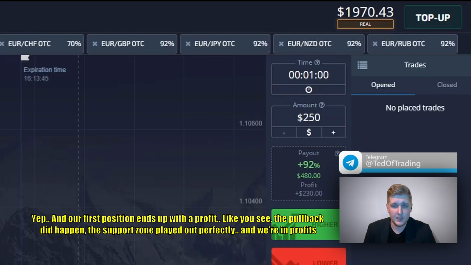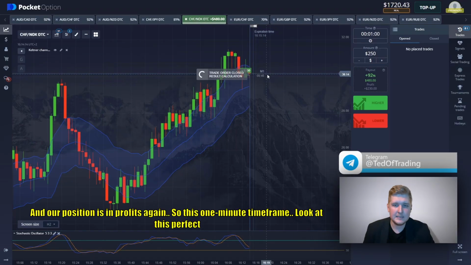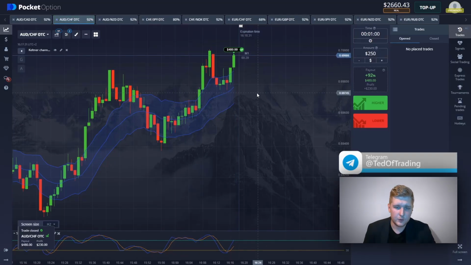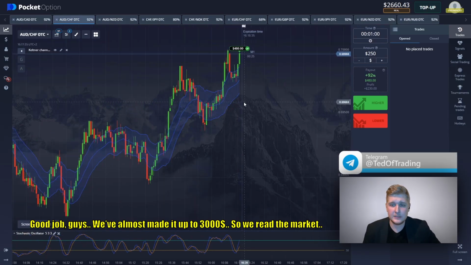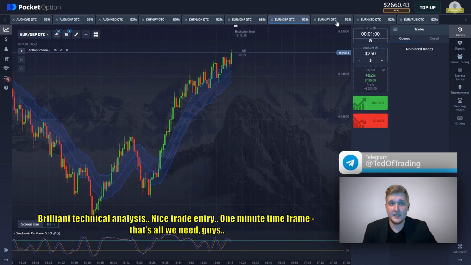Yep. And our first position ends up with a profit. And our position is in profit, guys. So this 1 minute time frame, look at this, perfect. Good job, guys. So we almost made it up to $3,000. So we read the market, brilliant technical analysis.